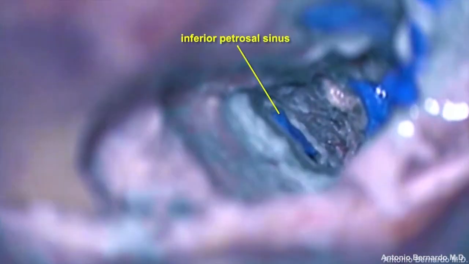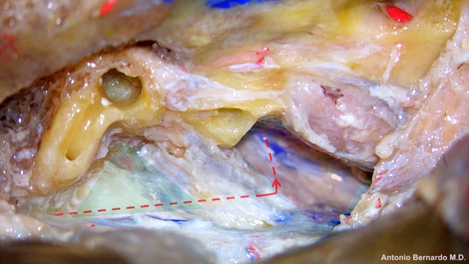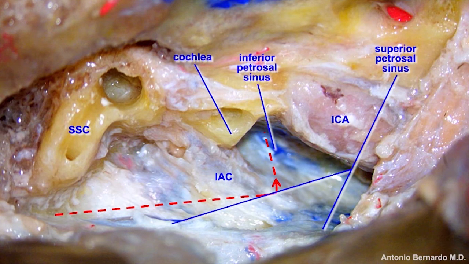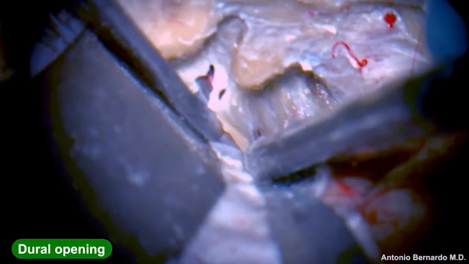The drilling continues until the clivus. And the final result is that the dura is completely uncovered all the way down to the inferior petrosal sinus. The postmeatal and premeatal triangles are completely free from the bone. The cochlea is in the vertex of the angle between the IAC and the intrapetrous carotid artery.